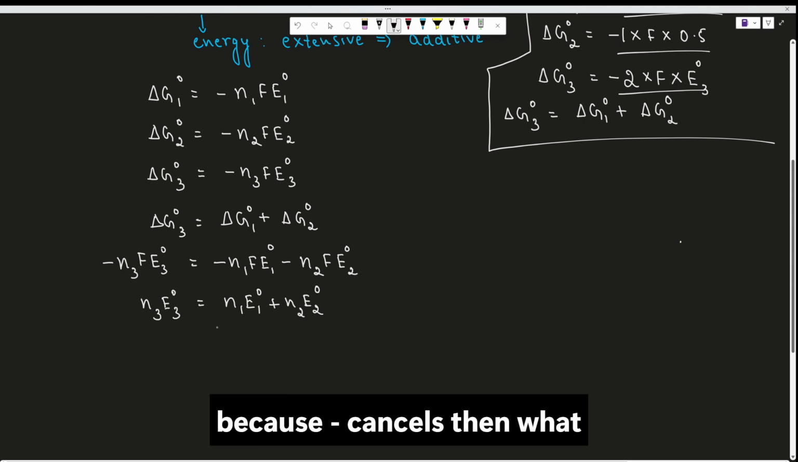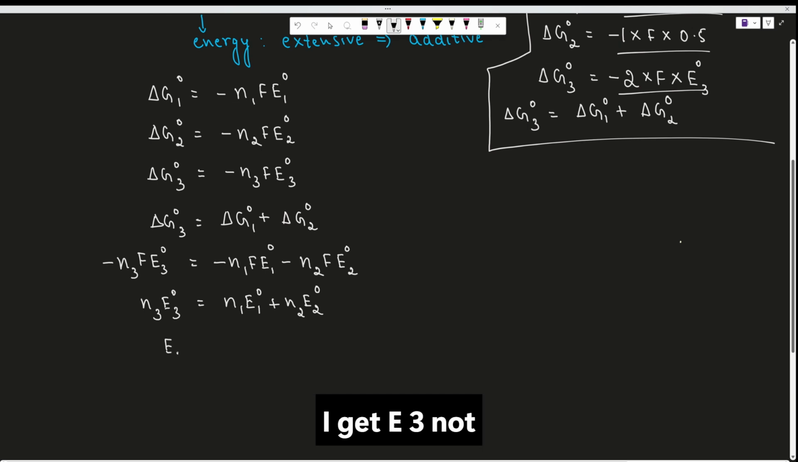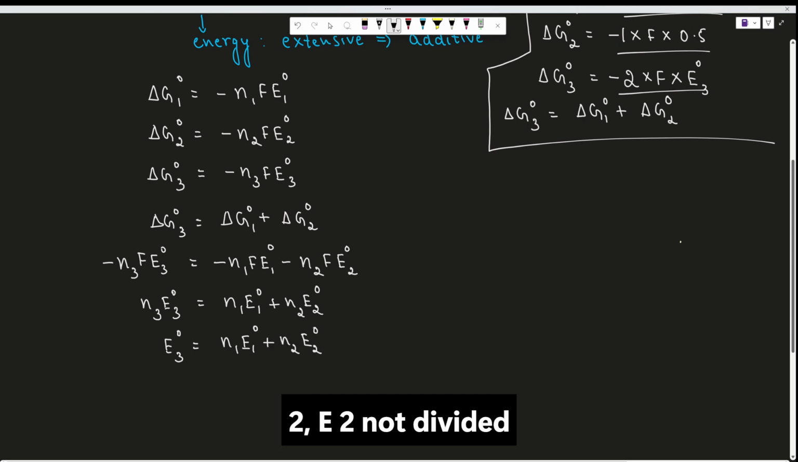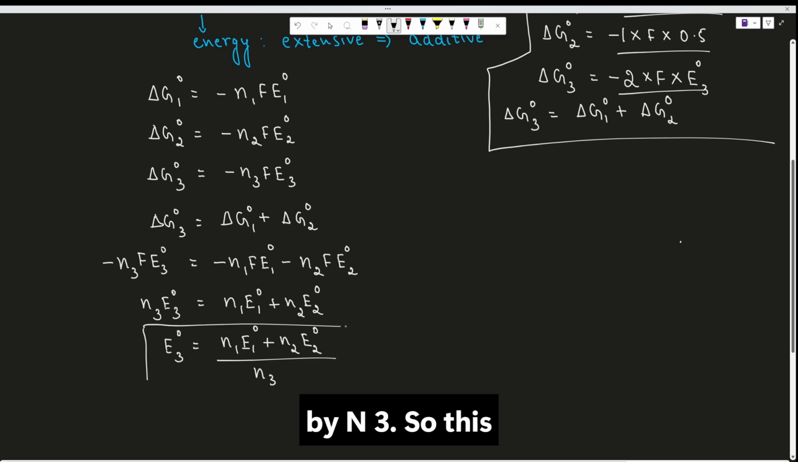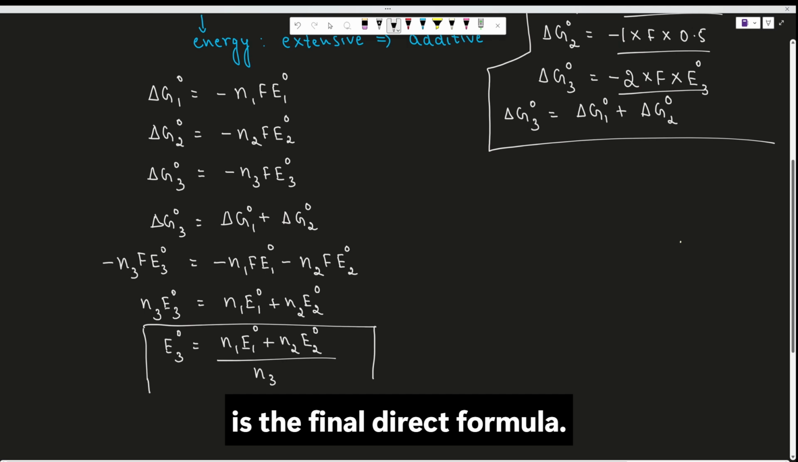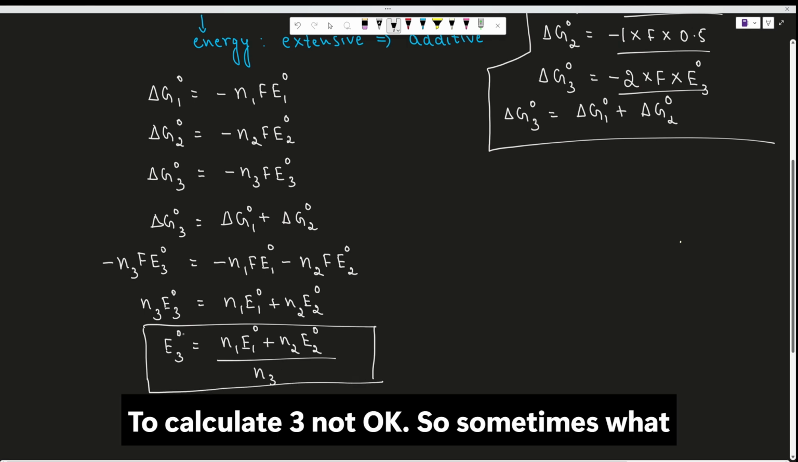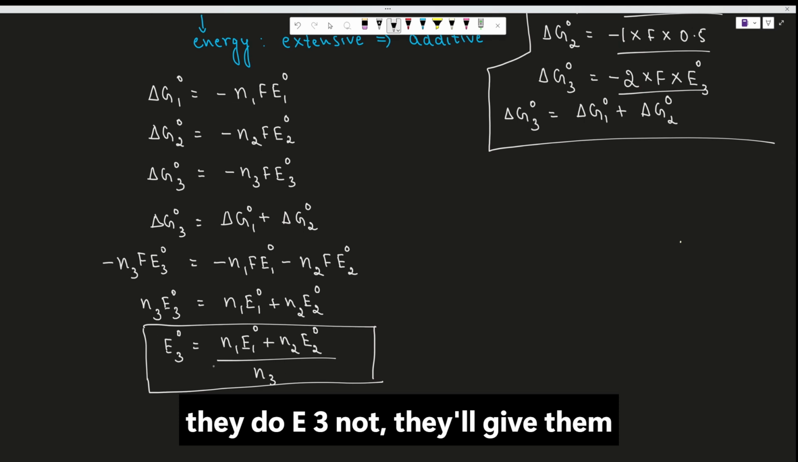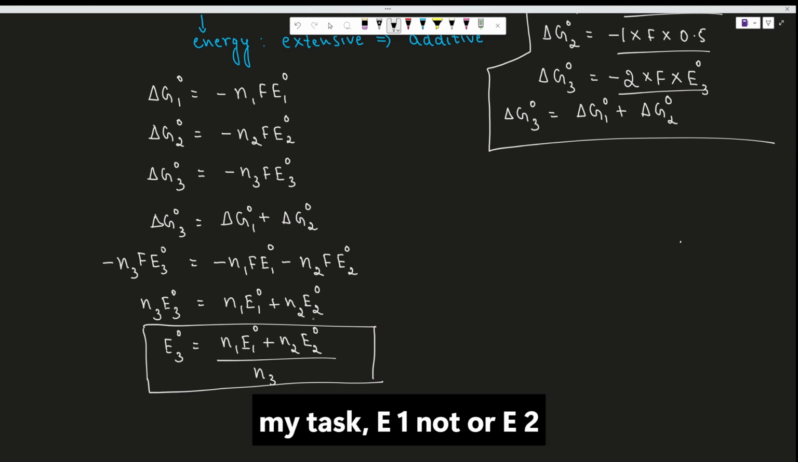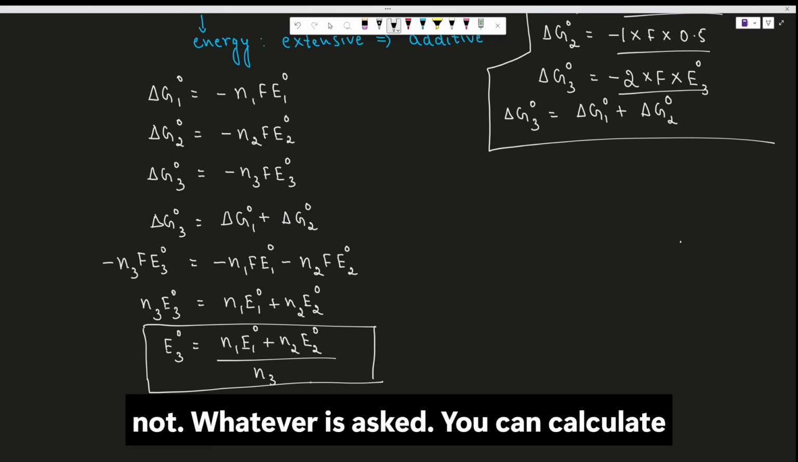Right, because the minus sign cancels. Then what I get is E3 naught is equal to N1 E1 naught plus N2 E2 naught, divided by N3. So this is the final direct formula to calculate E3 naught. Sometimes they might ask for E1 naught or E2 naught. Whatever is asked, you can calculate from the same formula.